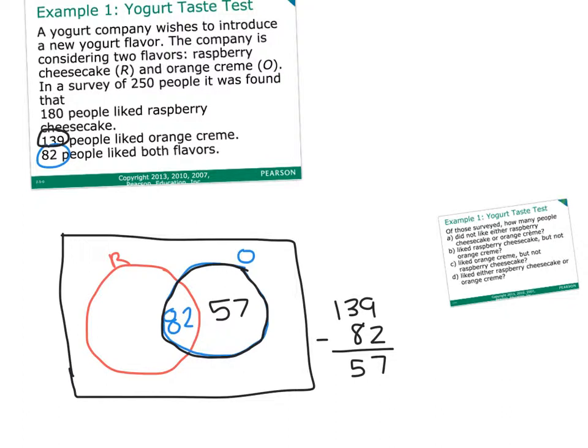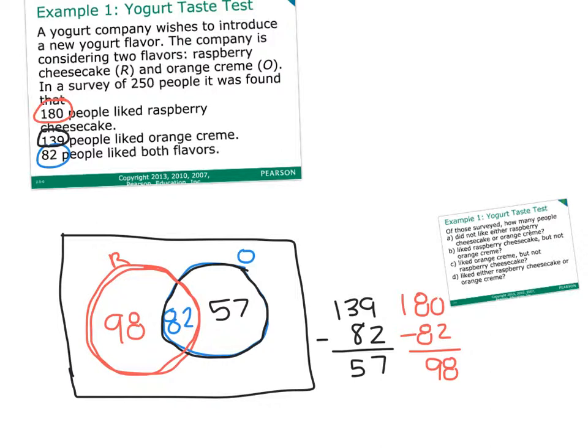We were also told that 180 people like raspberry cheesecake. Well, that is the entire raspberry cheesecake circle and includes the 82 that have already been counted. So we're going to have to take the 180 and deduct the 82 that have already been placed in the middle. So 180 minus 80 is 100, minus 2 is 98 people left over. And that's going to go right here.